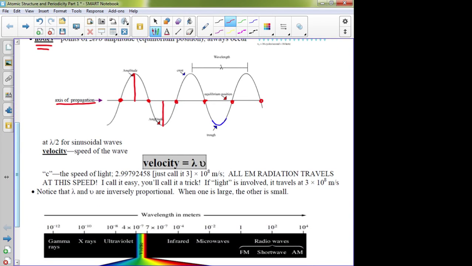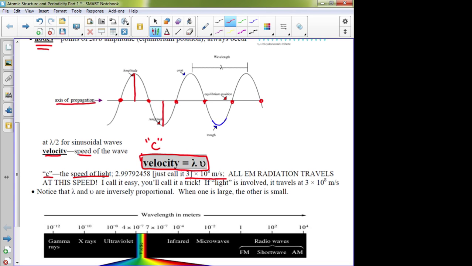And then, of course, velocity is equal to the speed of the wave. That gives us the equation that velocity is equal to lambda times nu, or velocity is equal to wavelength times the frequency. Well, all electromagnetic radiation travels at the speed of light. So the velocity of all electromagnetic radiation we call c, because c is the speed of light, and we call it 3 times 10 to the 8th meters per second. It's a constant. It stays the same. All electromagnetic radiation travels at that speed, and it is very fast.